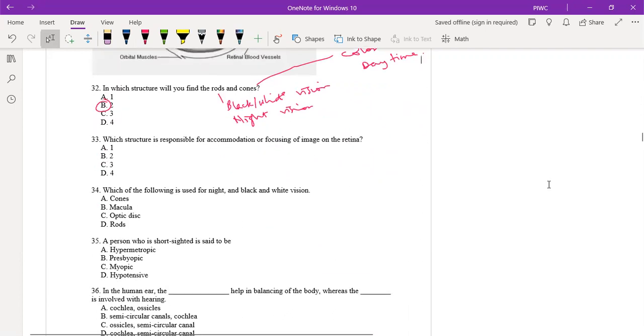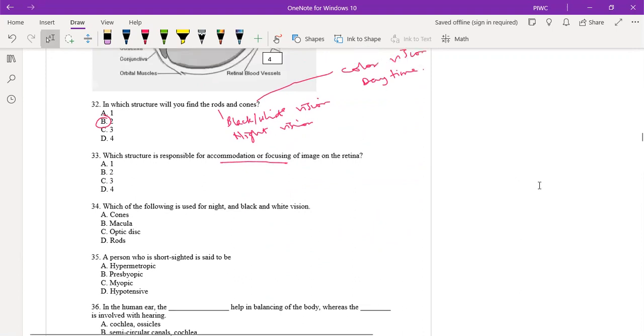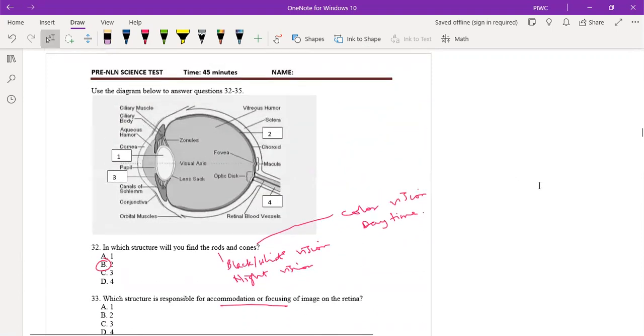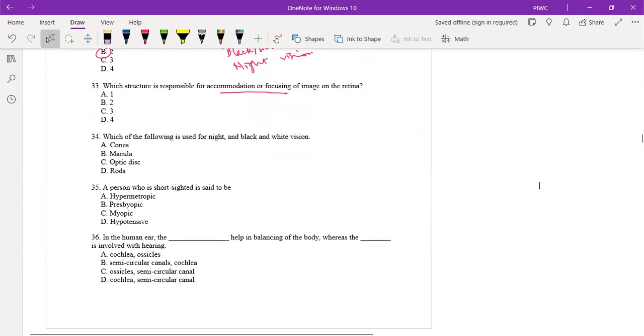Okay, 33. Which structure is responsible for accommodation or focusing of image on the retina? So accommodation, the keyword, accommodate or focusing. We know that the lens does that, right? The lens is going to be 1.